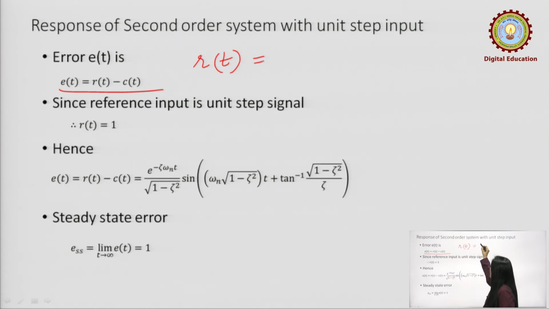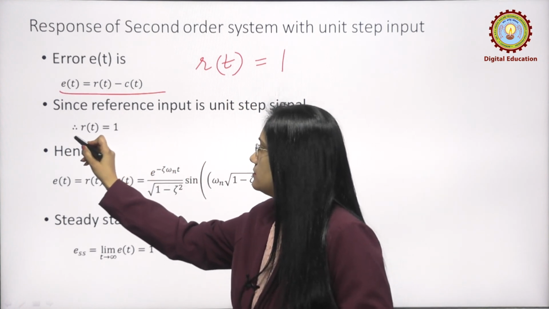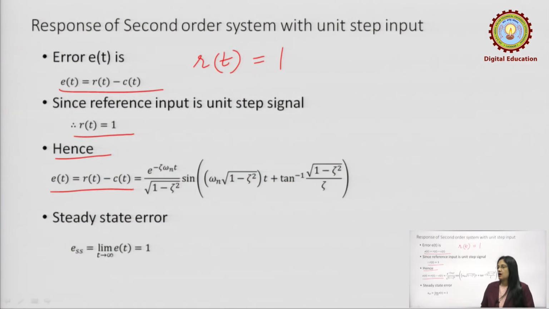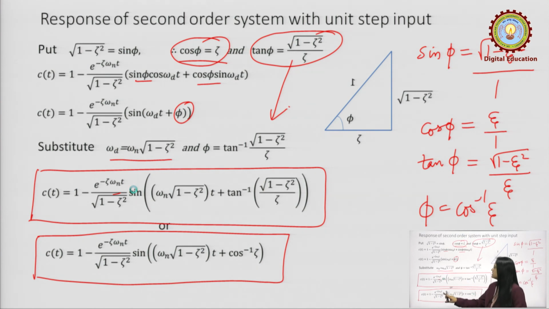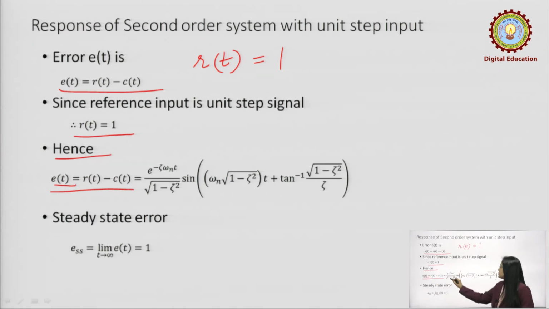So, our R of t is 1, that is the reference input given as a unit step input, and C of t is the output response of a prototype second order system when subjected to a unit step input. So, what will the equation now become? The error E of t is R of t minus C of t. Now, we have 1 minus, here we have the equation 1 minus, and when you replace here, 1 minus the remaining term. So, E of t is equal to this value.